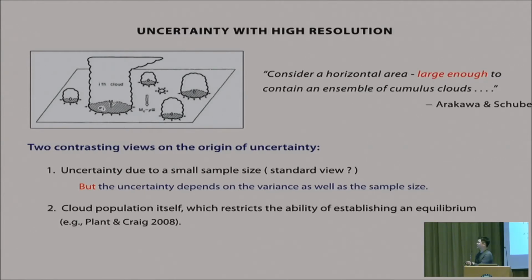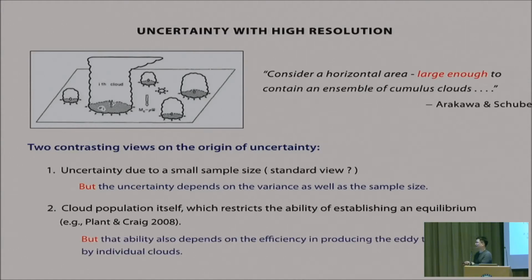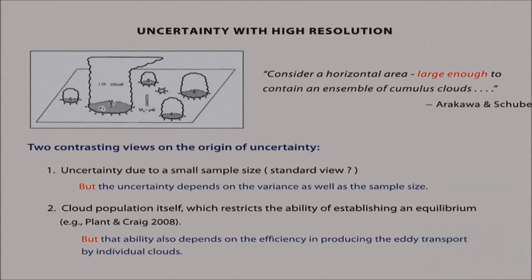The other studies show that the population itself can restrict the ability of establishing an equilibrium, meaning that the cloud system can change the equilibrium state. But here we show that ability also depends on the efficiency. There's a delta W delta H product in the eddy transport by the individual clouds. Okay, so I'll end here.